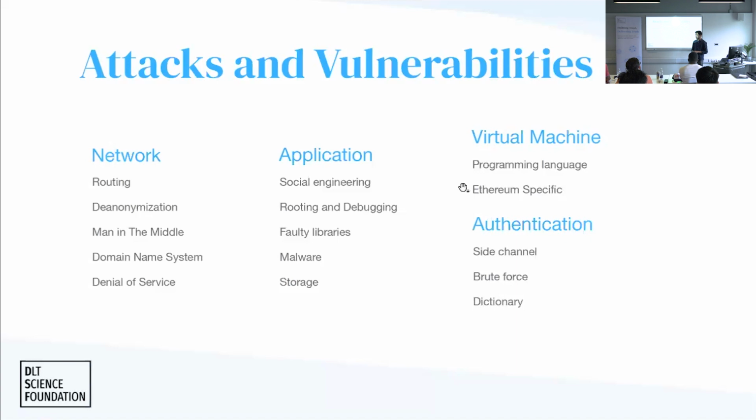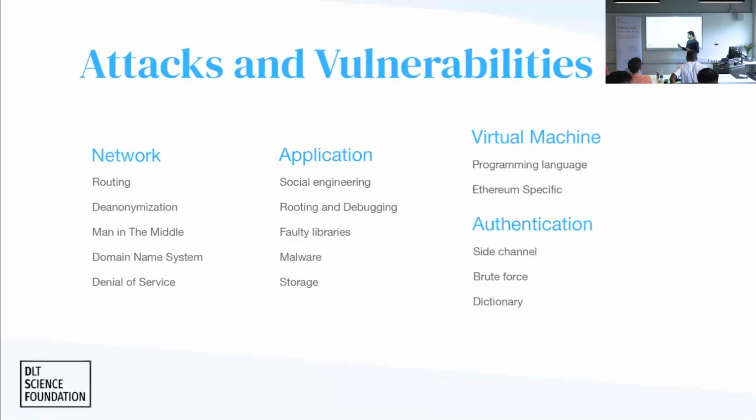And man in the middle works similar to the routing, but it's quite different. It works on the network layer. Whenever we try to push a transaction, we change the addresses, or we try to corrupt the transaction and then send it to the blockchain.